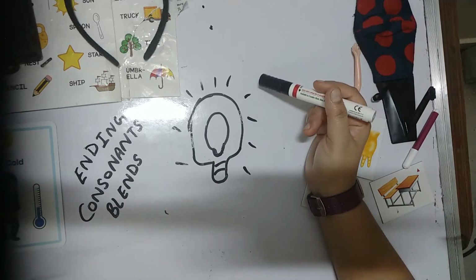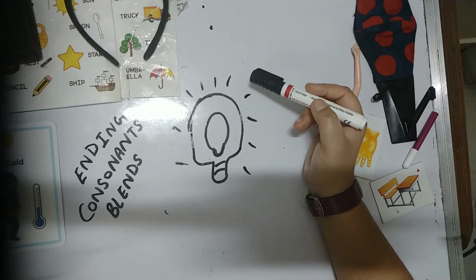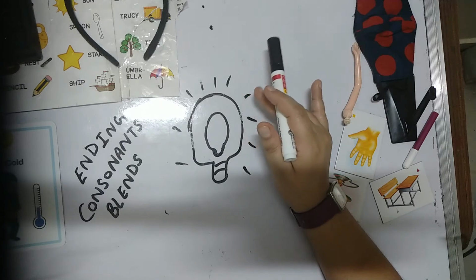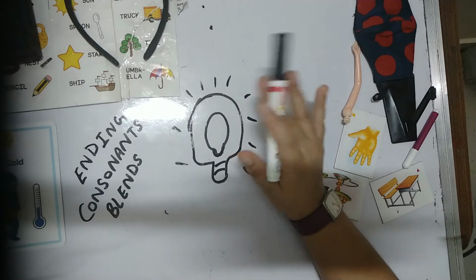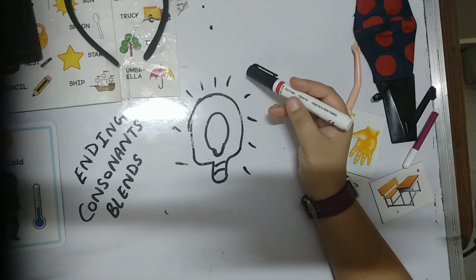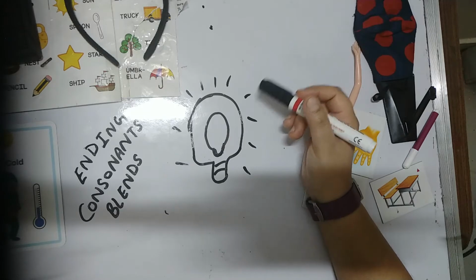Before proceeding ahead, if you haven't watched our previous videos where I've taught you with the help of games how we can do initial blends, do watch that video first before watching this one, because first of all the child needs to be aware of initial blends. Then you can tell the child about the ending consonant blends. I'll give the link in the description box as well as in the I button. So now let's proceed.